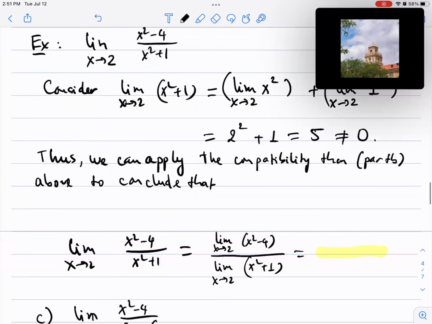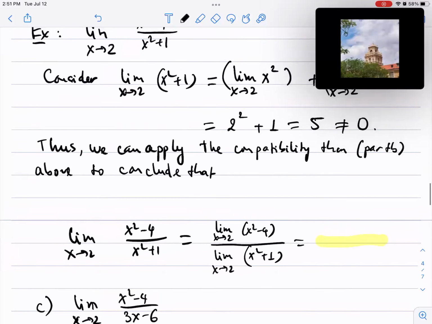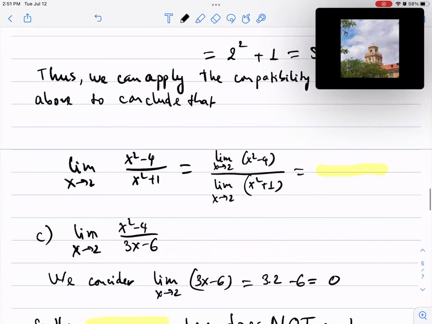So we can apply the compatibility theorem part B above to conclude that the limit here equals the limit of the numerator x squared minus 4 divided by the limit of the denominator x squared plus 1, which equals 2 squared minus 4 divided by 2 squared plus 1, which equals 0.